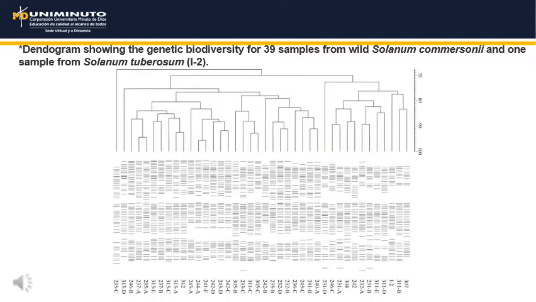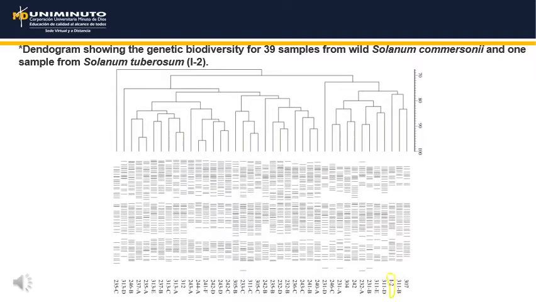Finally, to complement the last explanation about the RAPD method, we have this study done in Uruguay in 2004. It uses the previous technique of quantification of biodiversity at the genetic level to evaluate 39 varieties of Solanum commersonii and 2 varieties of common potato, Solanum tuberosum.